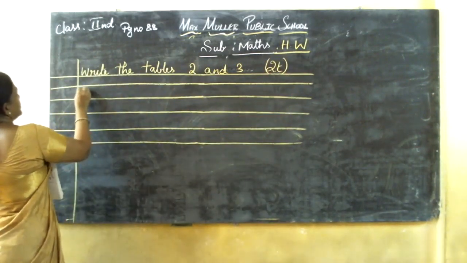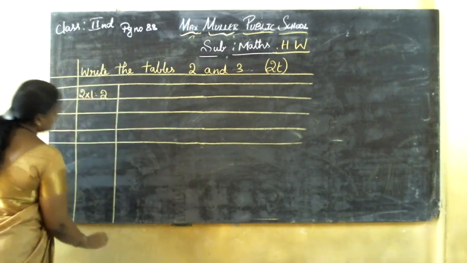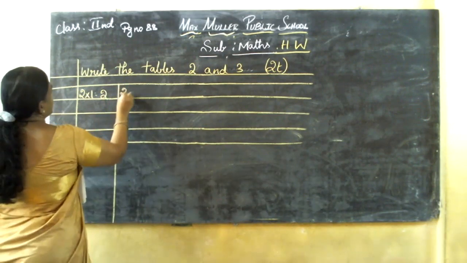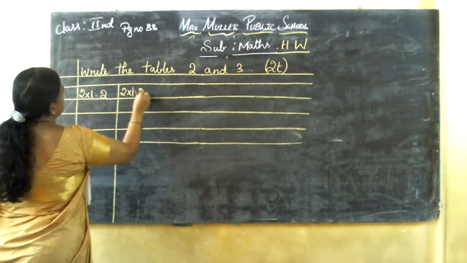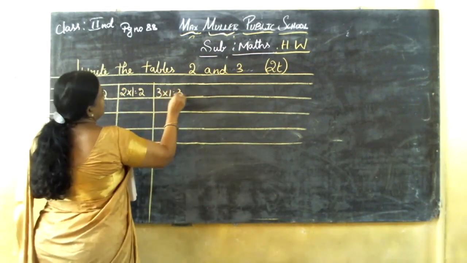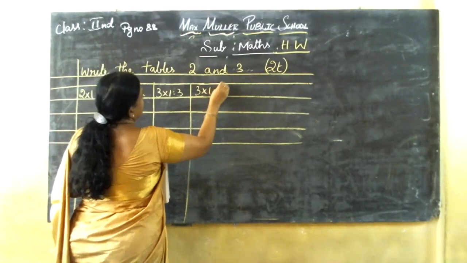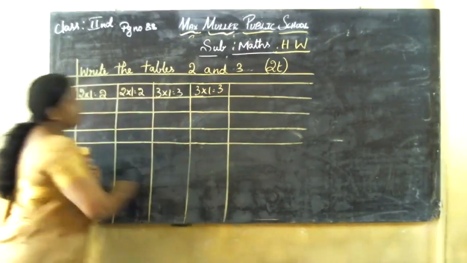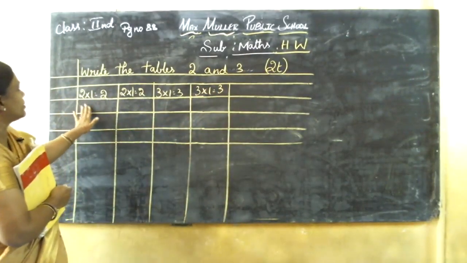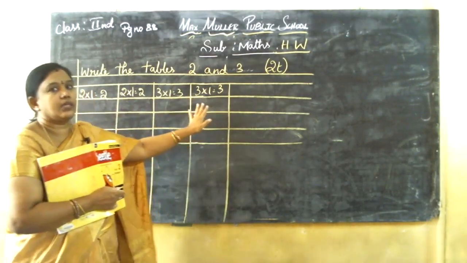See, 2 ones are 2 here, 2 times. Use a scale and put a line. Here only you write 2 ones are 2. After that 3 ones are 3. In one page only you want to finish the homework. 2 ones are 2, 2 times. 3 ones are 3, 2 times. Understood, children, how to write?